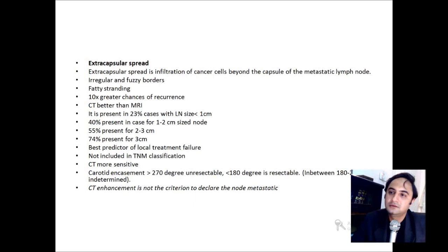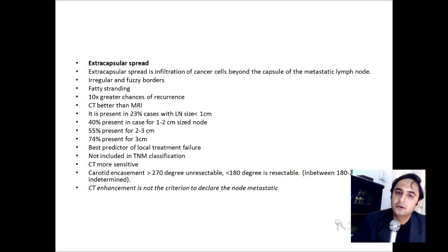And on CT, it can be better differentiated as compared to an MRI. Now, as the size of the node increases, the chances of having an extracapsular spread also increase. It is 74% in a node which is greater than 3 centimeter in size. However, in a node less than a centimeter, there is only 23% chance that it will show extracapsular spread. Now, it is the best predictor of local treatment failure.